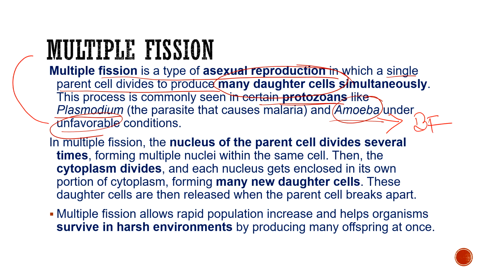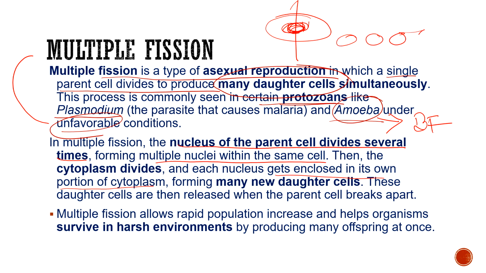Now in multiple fission, the nucleus of the parent cell divides several times, forming multiple nuclei within the same cell. Is it clear? Then the cytoplasm divides and each nucleus gets enclosed in its own portion of cytoplasm. So multiple nuclei are formed, and then the cytoplasm also divides, forming many daughter cells. These daughter cells are released from the parent cell, each having part of the nuclear material as well.